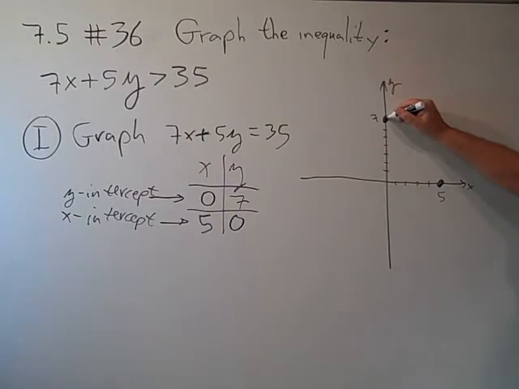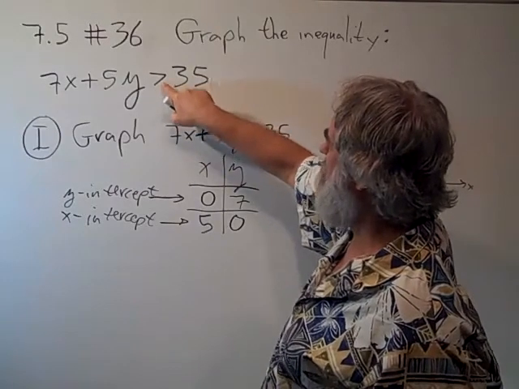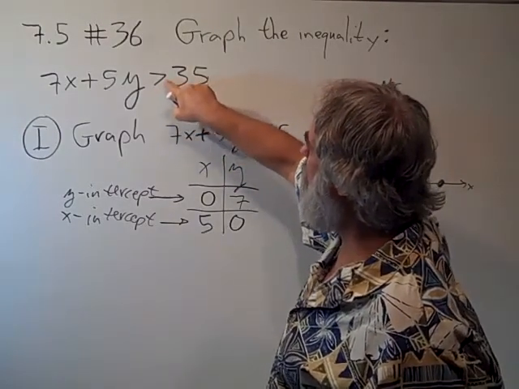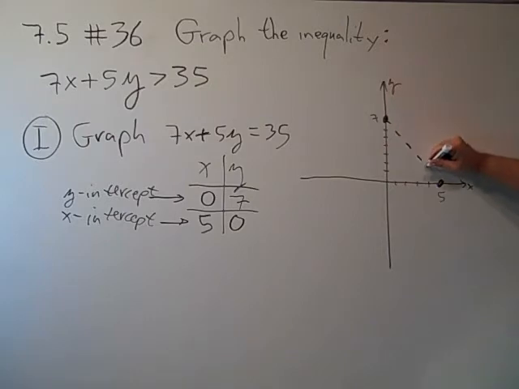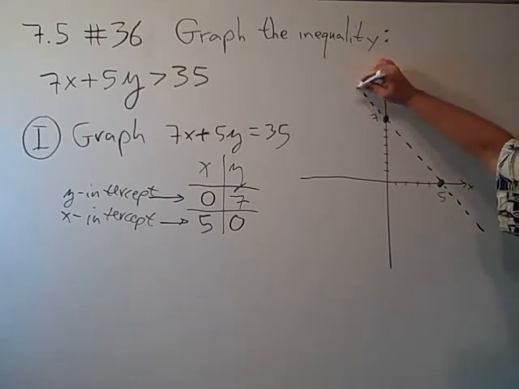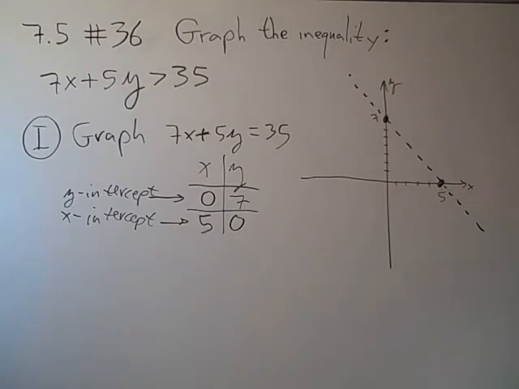And this time the line is going to be a dashed line, not a solid line, because it doesn't include the points on the line. So the line is this one. So we've completed step 1.